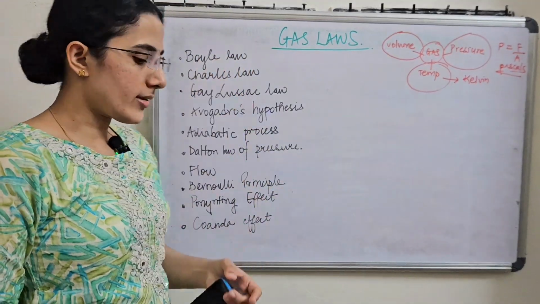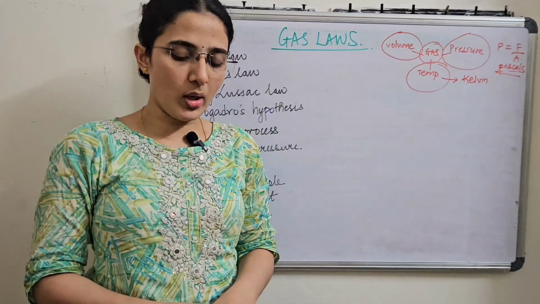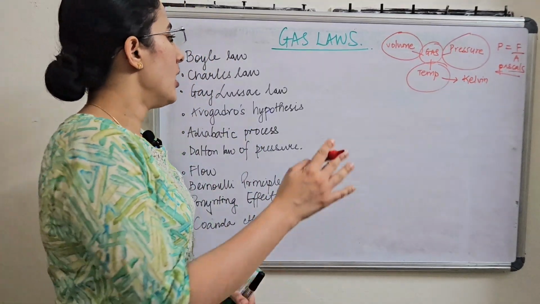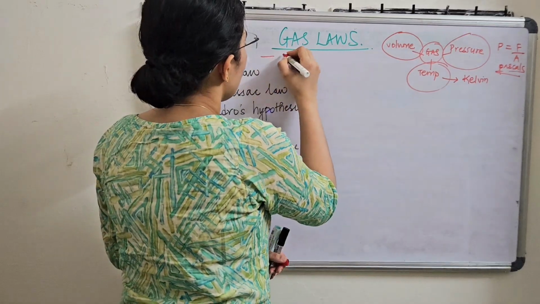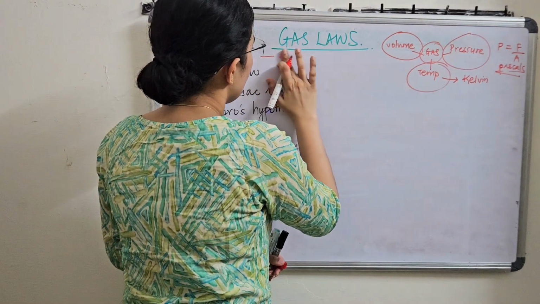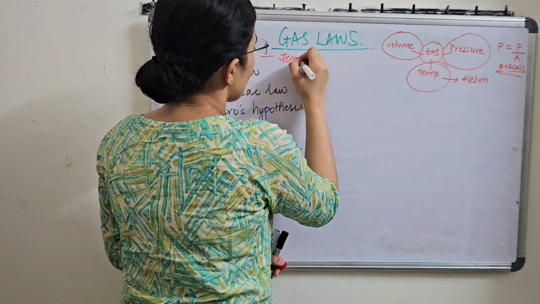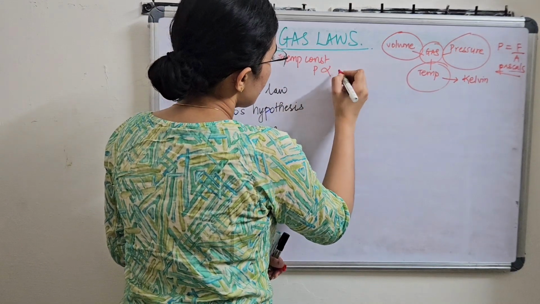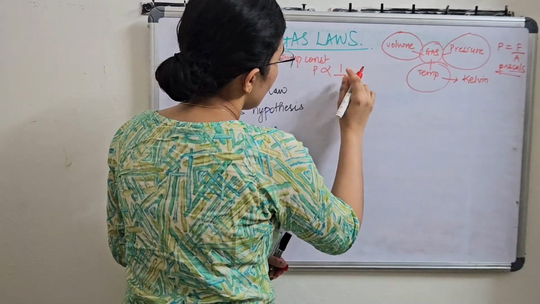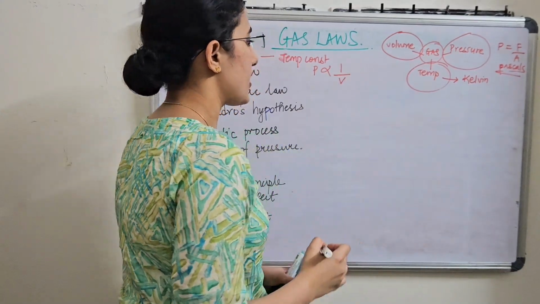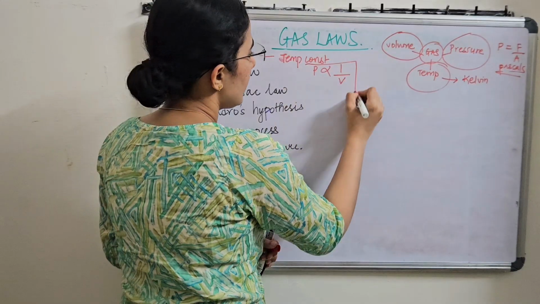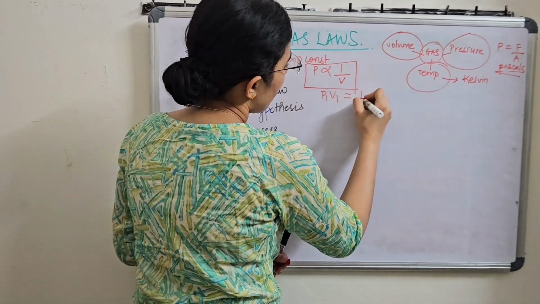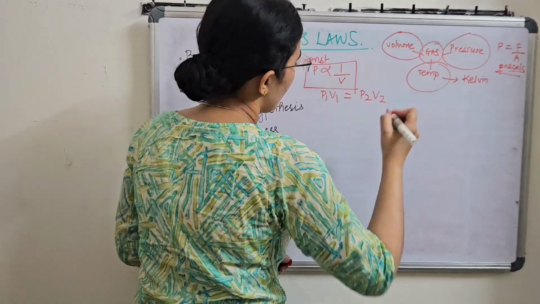Having this basic knowledge about volume, pressure and temperature, we'll come to the first law, which is Boyle's law. Boyle's law states that at a constant temperature, the pressure is inversely proportional to the volume of the substance. That is Boyle's law. So it comes to P1 V1 equals P2 V2.